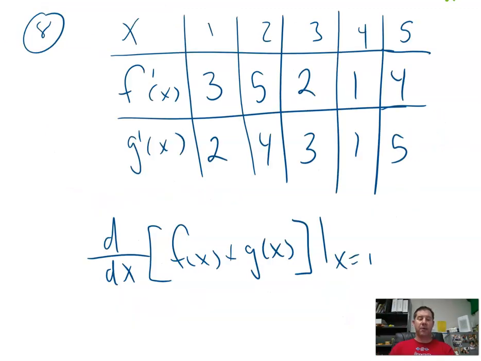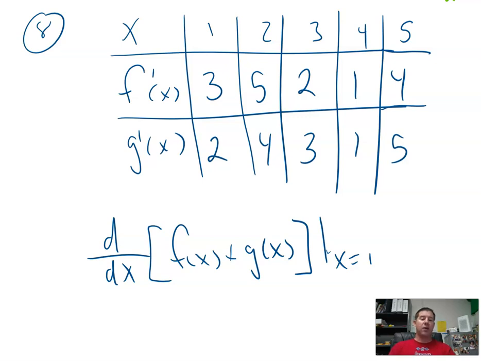Okay, one last little problem here that I want to talk about that deals with some different notation that you might not be used to. I have a giant table here of x values and the derivatives of f and g at various x values. And down here we're asked to find the derivative of f of x plus g of x. This little line here means evaluated at x equals 1.